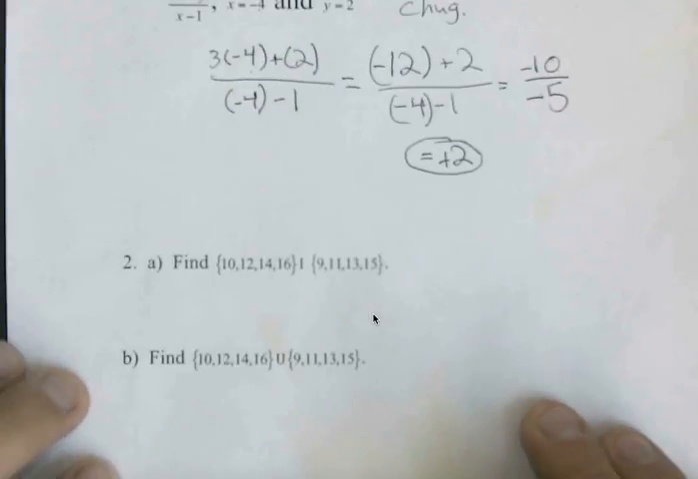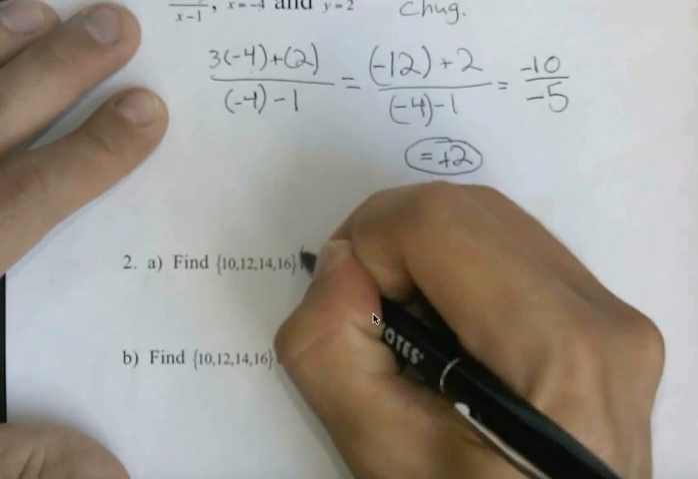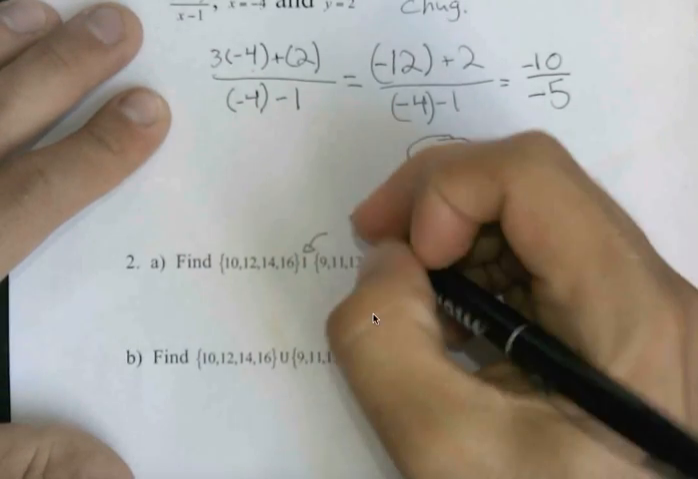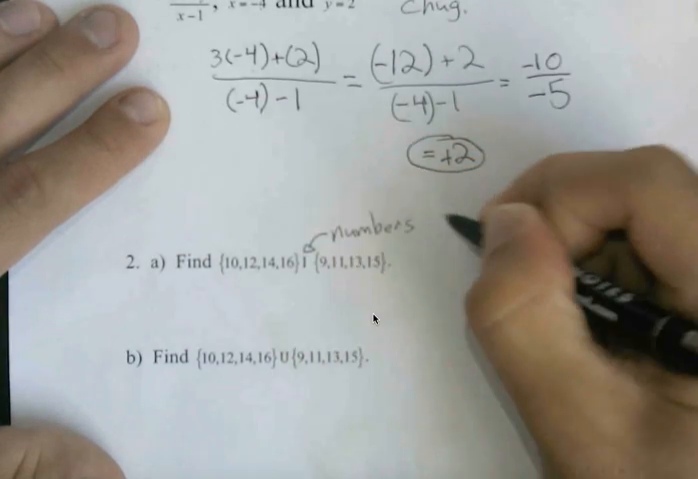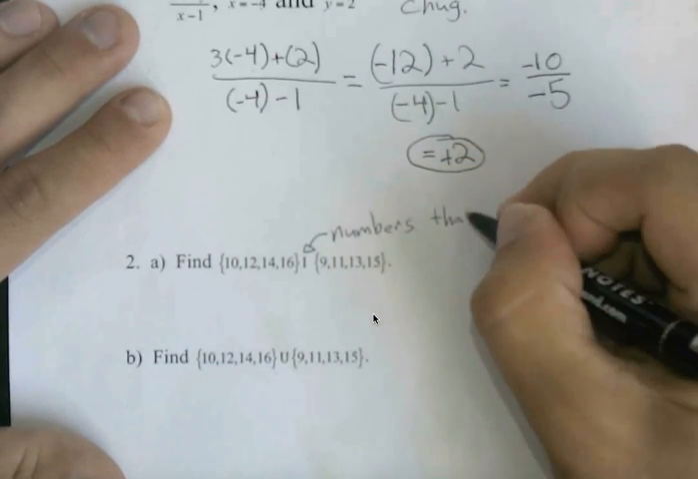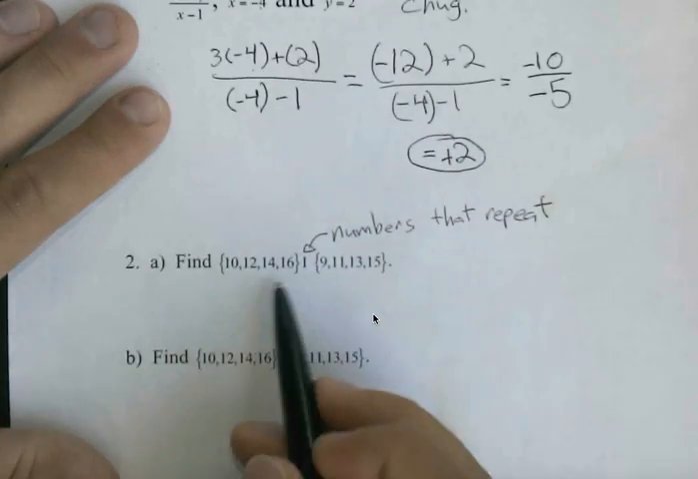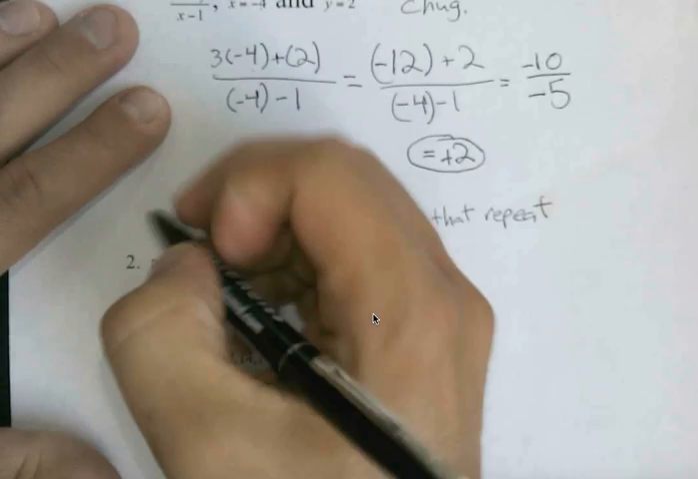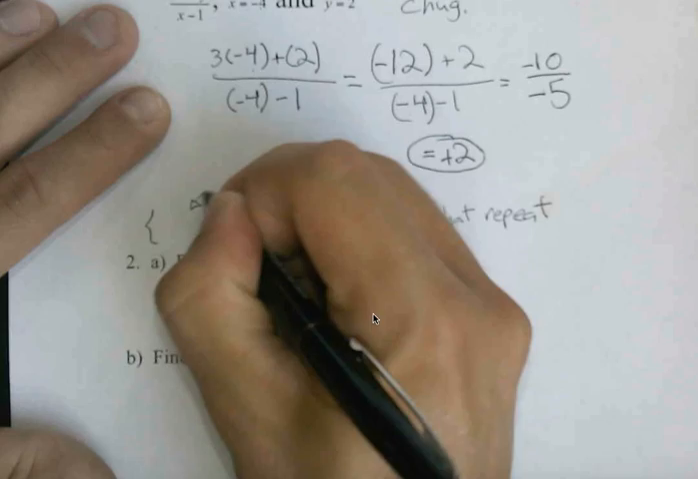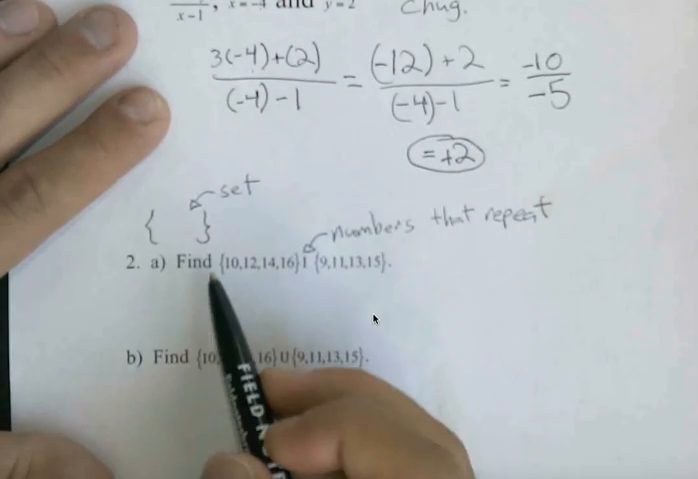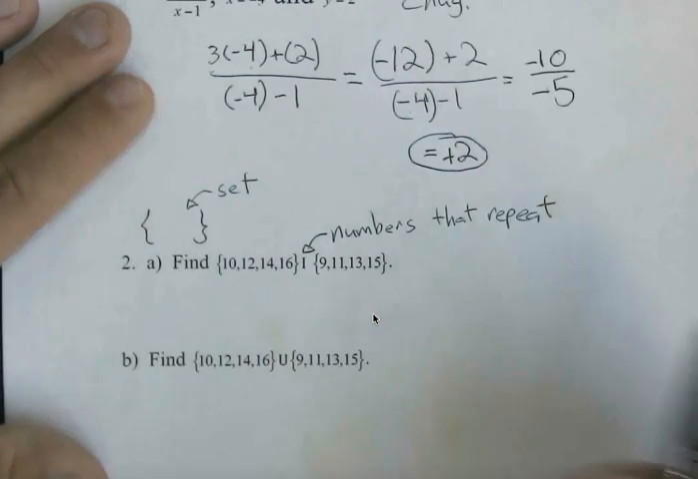The next two questions introduce the idea of intersection and union. So what this symbol means is that we're looking for pretty much numbers that repeat between these two sets. That's what these are called. These are called sets. So when you see these little curly brackets, this is a set. It's pretty much a little house for all of these numbers or data pieces that we're trying to evaluate.